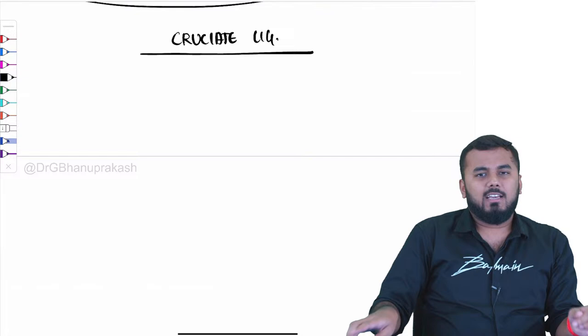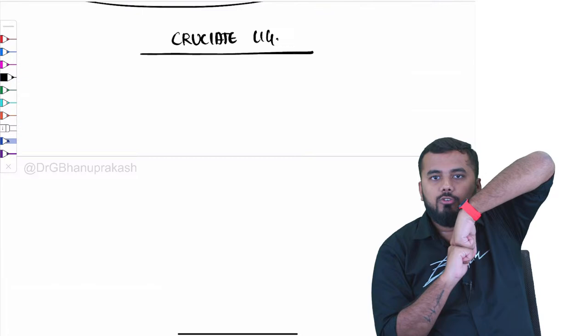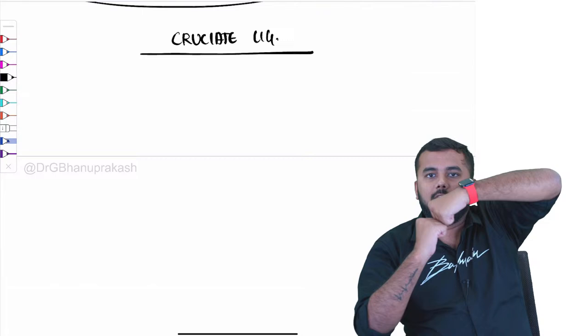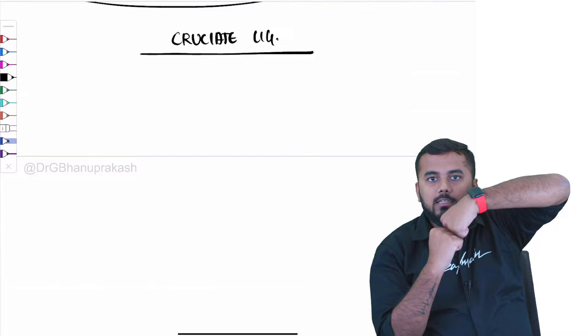See guys, what are cruciate ligaments? First thing, I'm telling you the basic concept. My left hand is a femur. This is the tibia. The femur is attaching to the tibia. Whenever I'm walking, I will walk like this. There are chances that this femur can slip backward. The tibia can slip forward like this, can slip backward like this.